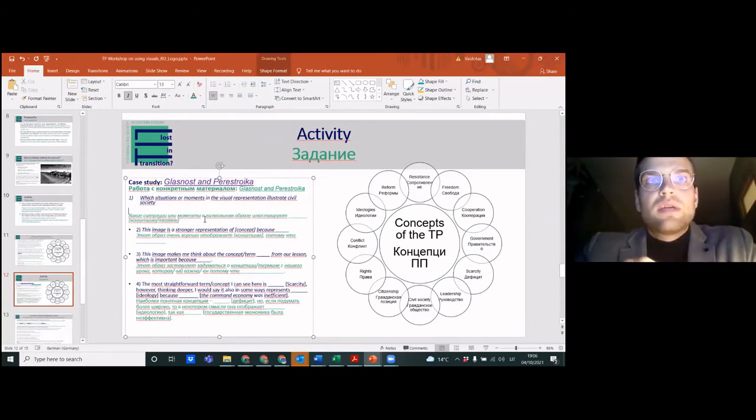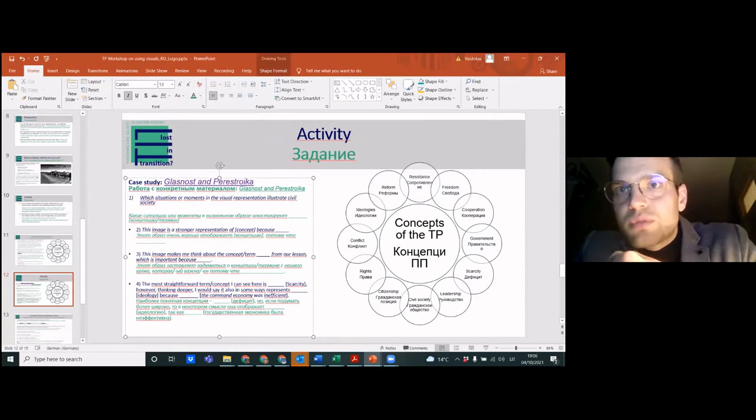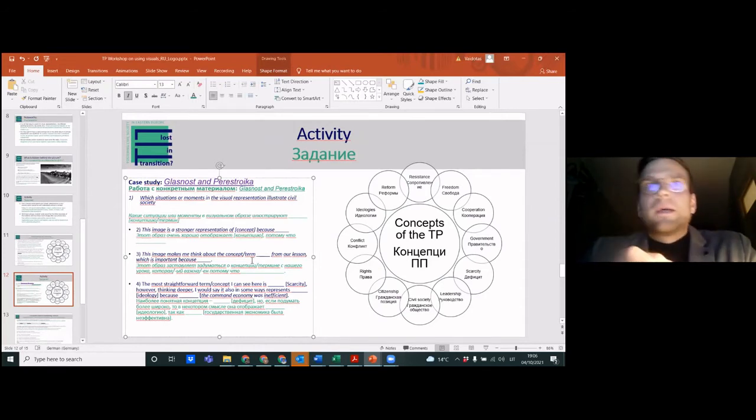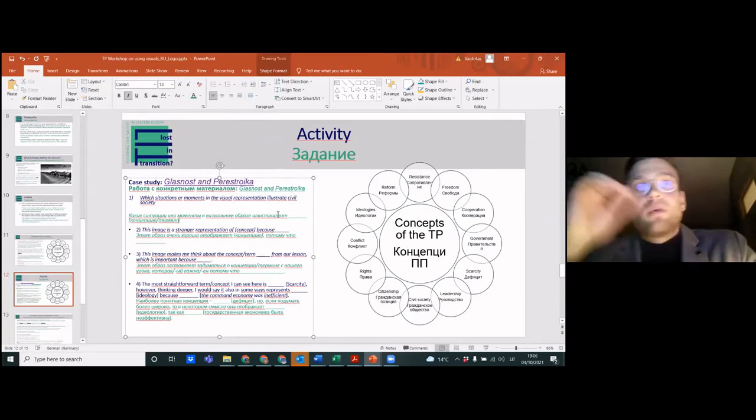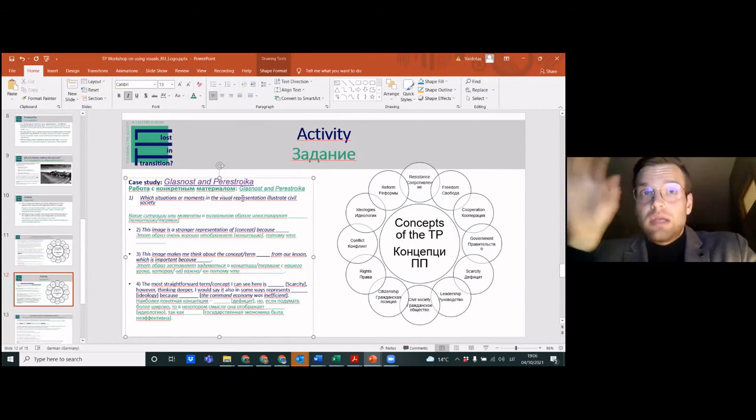All right, you can see the Russian translation here. So you would now insert here гражданское общество. I think I read it correctly. While we'll be watching one more video that Nora will help us with, consider this one: which situations or moments in that visual representation in a video illustrate civil society?